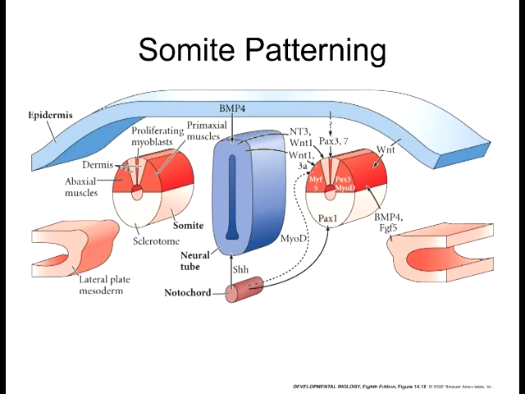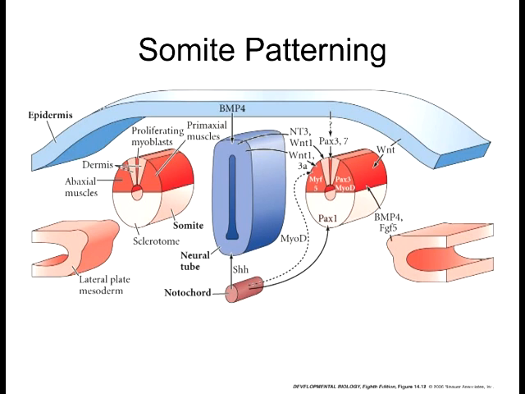This upper region up here is what becomes what we call the dermatomyotome. Initially, we combine the two and call it the dermatomyotome. Eventually, they'll separate into the dermatome and the myotome. But right now, at these initial stages, we call it the dermatomyotome, which is just both of those regions together.